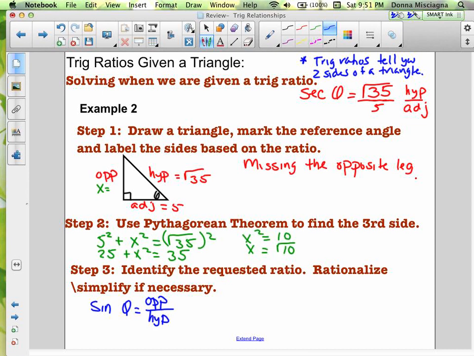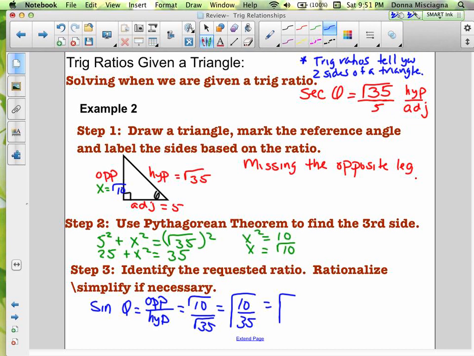All right, so sine theta is opposite over hypotenuse. The opposite side, oh, we didn't write it in here, is the square root of 10. The hypotenuse is the square root of 35. Now this is an interesting little problem because a quotient of radicals is the same as the radical of the quotient. So this is the same as this. Well, that could be reduced. Those are both divisible by 5.